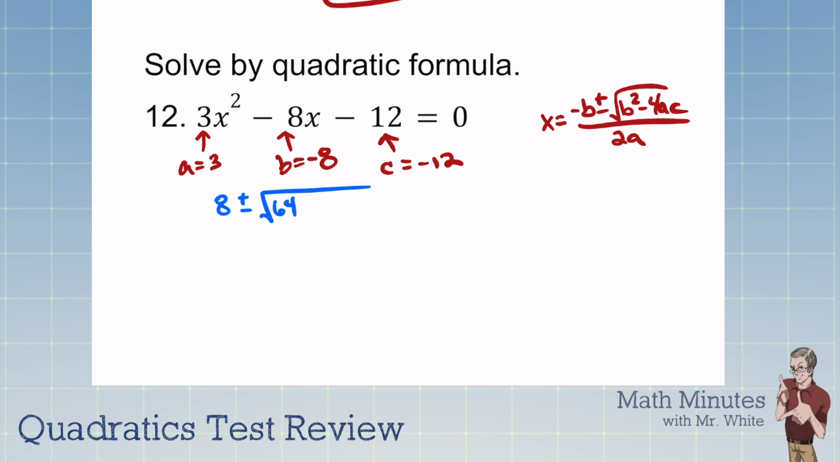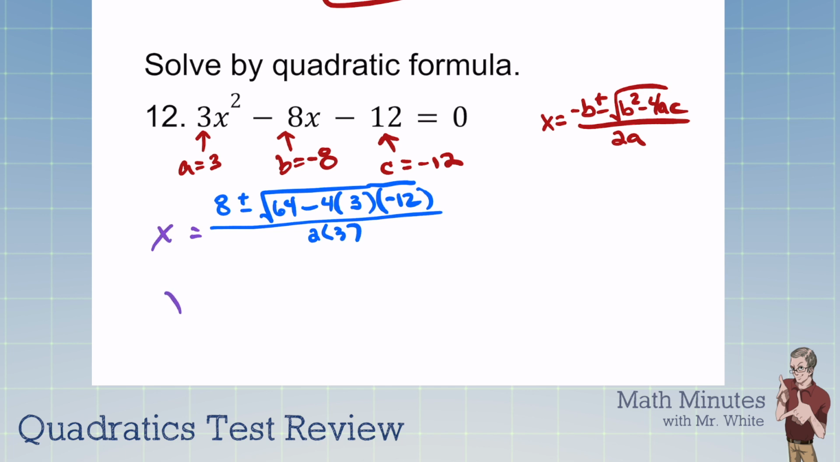Negative 8 times negative 8 is positive 64. Now here's that danger zone that I've talked about. Negative 4 times 3 times negative 12, all of this is under the radical, all over 2 times 3. So be careful in this danger zone. Take your time, get your signs right. That's where students often make an error, if they're going to make an error.